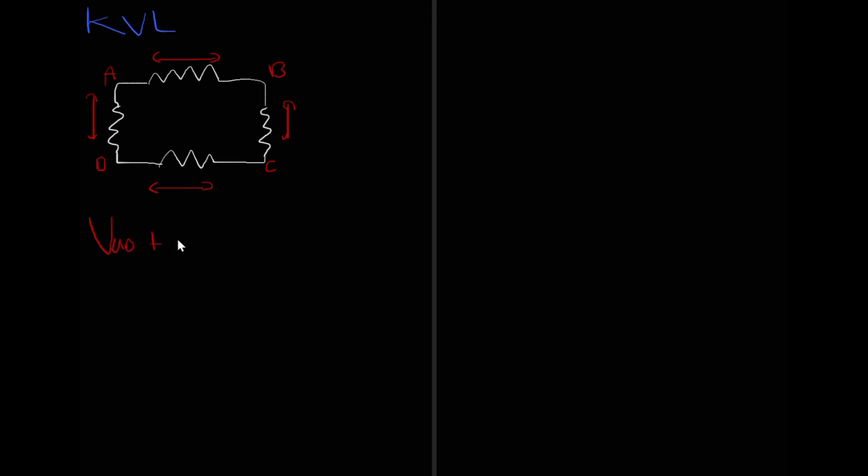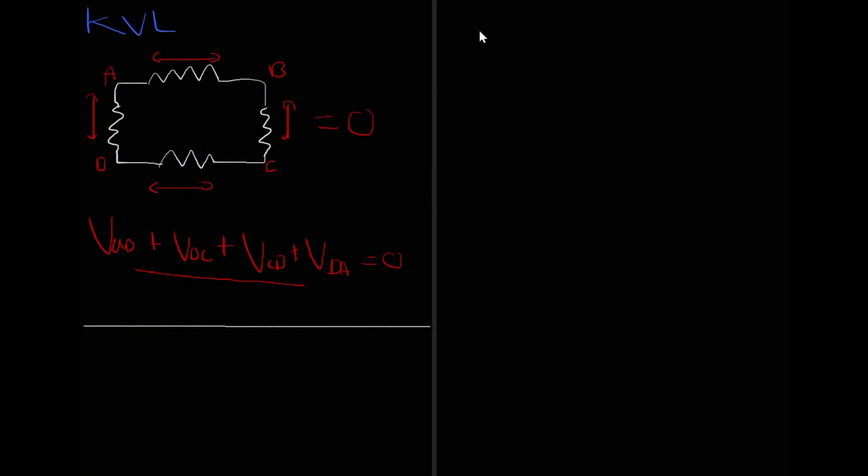VAB plus VBC plus VCD plus VDA, and all of these are going to add up to 0 because it's in a loop. So all of this adds up to 0. Now, you may be thinking what this actually means, so I'll be explaining it in a bit more detail now.